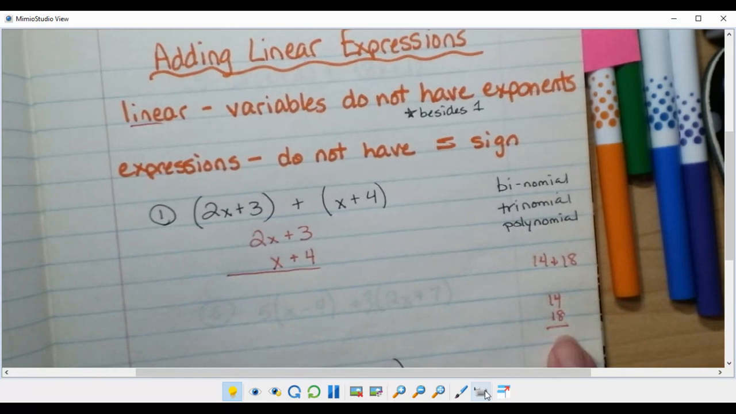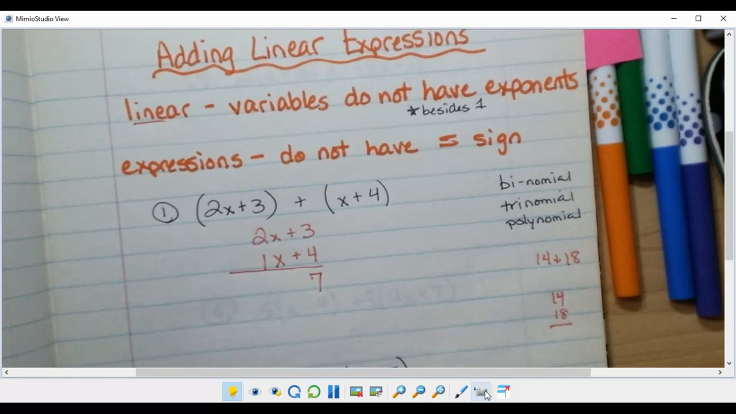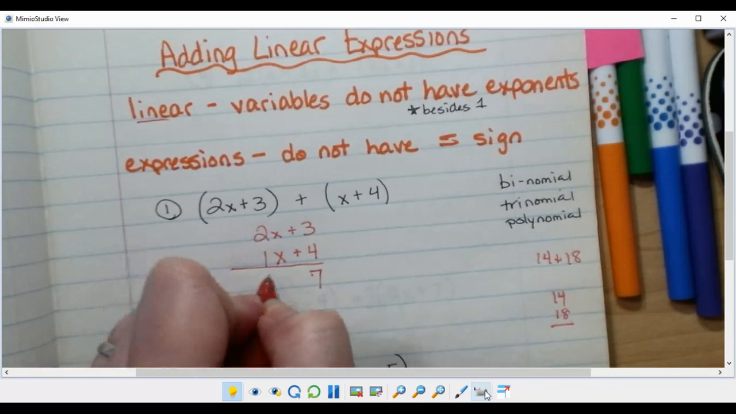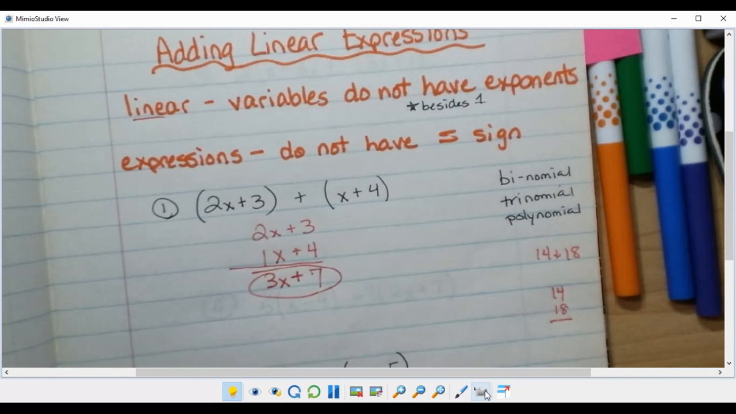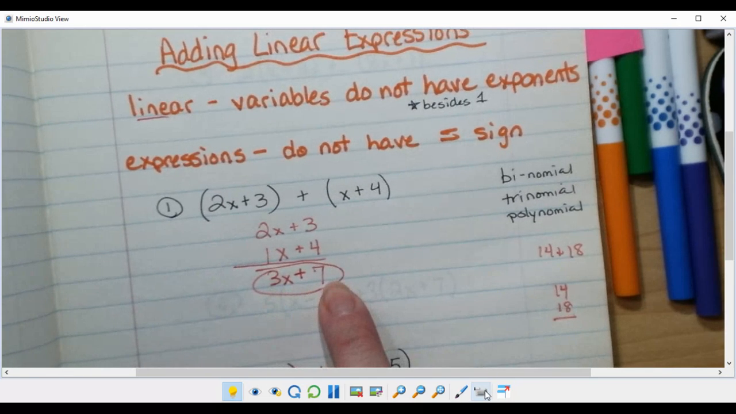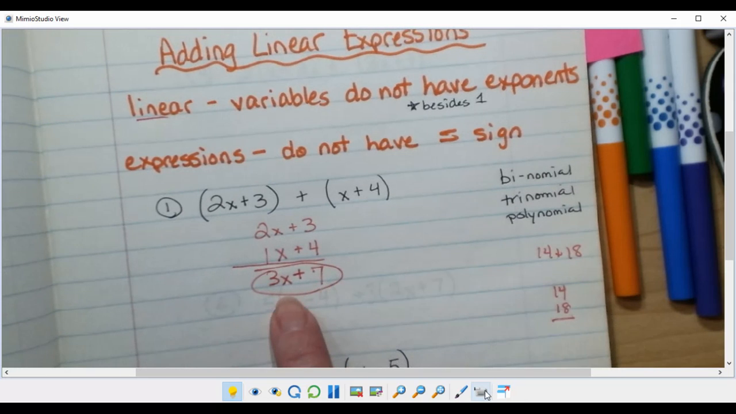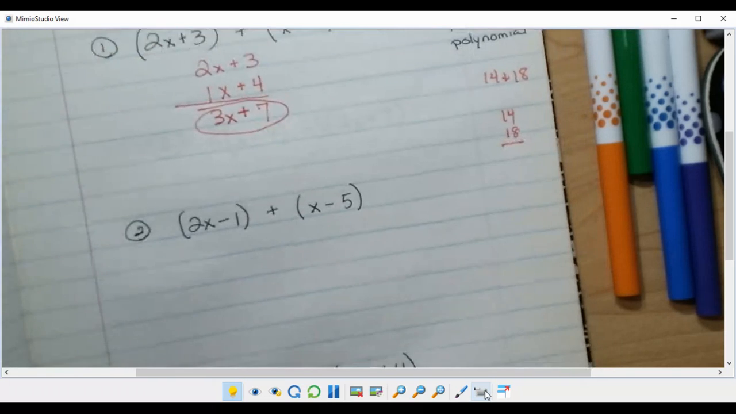Now, just like I would when I had straight digits, I'm going to add the stuff. 3 plus 4 gives me 7. Remember, there's a 1 in front of that x. So 2x plus 1x equals 3x. And there is my binomial answer, 3x plus 7. I can't combine it any further because the 7 is a constant. It does not have an x. And this has an x and the other one doesn't. So they're not the same. They're not like terms.